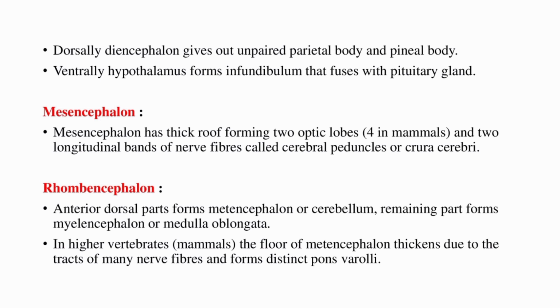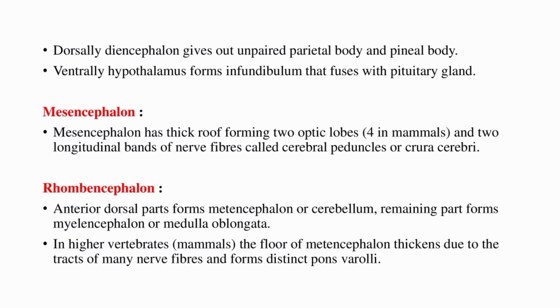Next, second one, mesencephalon. Mesencephalon has thick roof forming two optic lobes, that is 4 lobes in mammals, and two longitudinal bands of nerve fibers called cerebral peduncles or crura cerebri.